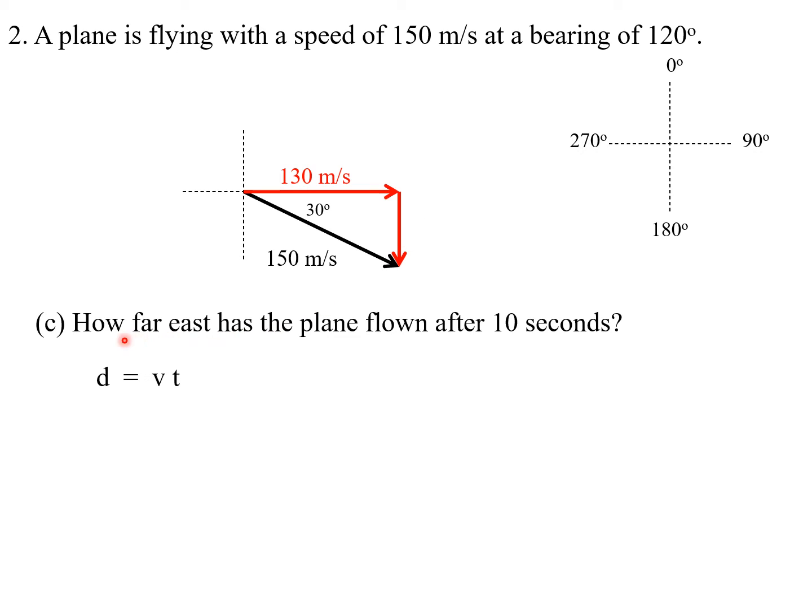Well, the question is, how far east has the plane flown? Okay, well, how fast is the plane moving to the east? Well, it's moving to the east at 130 meters per second. It's moving at a diagonal of 150, but there's some south stuff going on in there. We want only how fast it's going to the east, and that is 130 meters per second. So if we're asking for the displacement to the east, we need to use the velocity to the east, which is 130 meters per second. Okay?